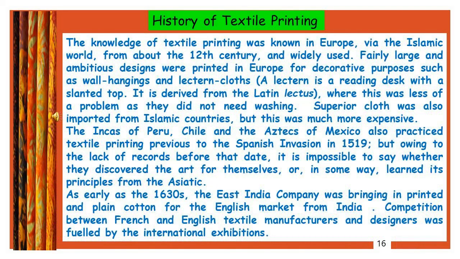History of textile printing. The knowledge of textile printing came to Europe via the Islamic world from about the 12th century and was widely used. Fairly large and ambitious designs were printed in Europe for decorative purposes such as wall hangings and lectern cloths. A lectern is a reading desk with a slanted top. It is derived from the Latin lectus, where this was less of a problem as they did not need washing. Superior cloth was also imported from Islamic countries, but this was much more expensive.